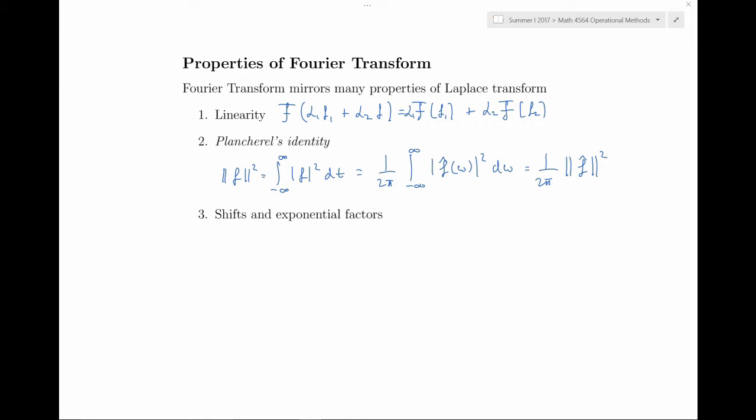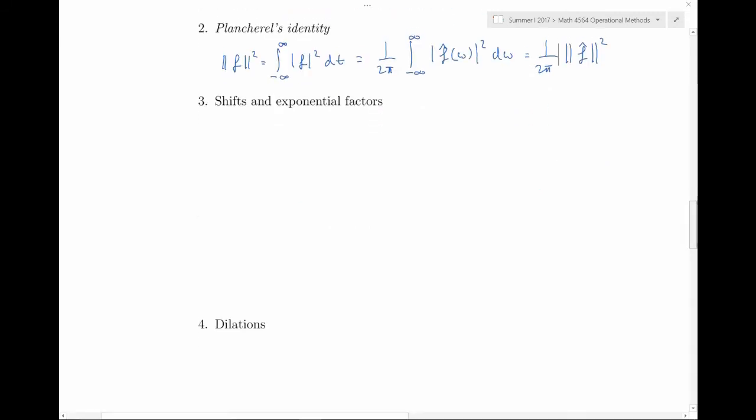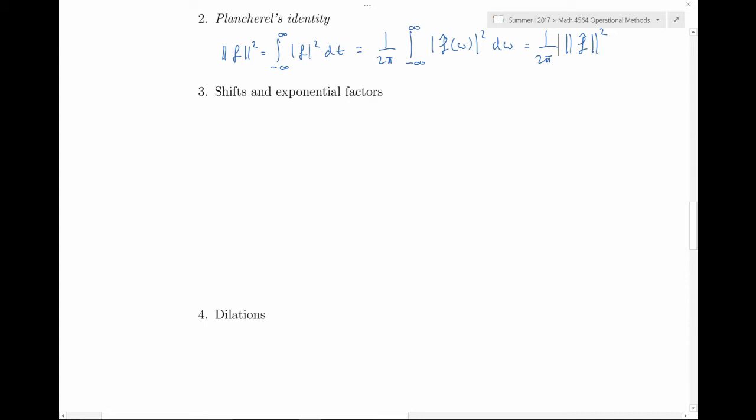Very often f hat of omega is called the spectrum of f, because, as I said, omega has a physical meaning of frequency. So f hat of omega has the physical meaning of the amplitude of the frequencies present inside the signal f. Just like in the case of the Laplace transform, we can shift the functions and multiply them by exponential factors.